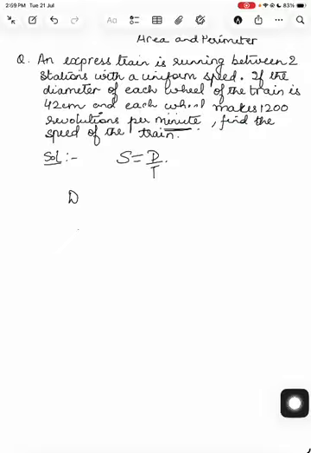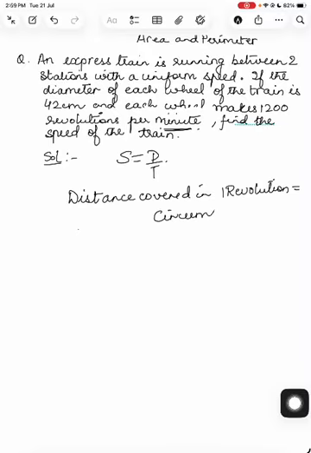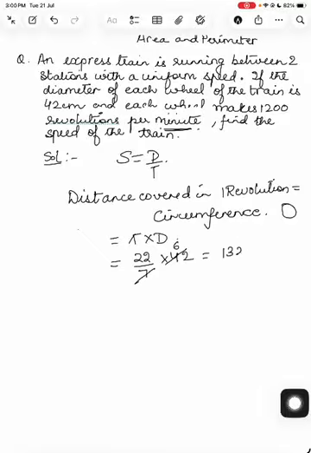Now we know the distance covered in one revolution. What is the distance covered in one revolution? It's the circumference. Whatever is the measurement of the circumference, that is the distance covered in one revolution. So circumference is pi into d. Pi is 22/7 and d is here 42. That is 132 centimeter. So we got the distance covered in one revolution.